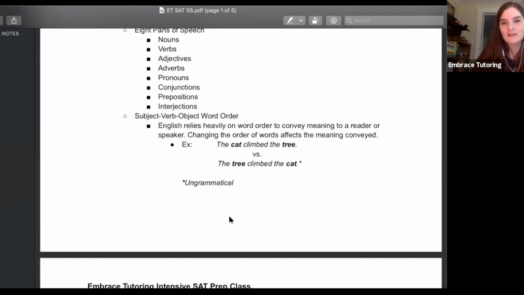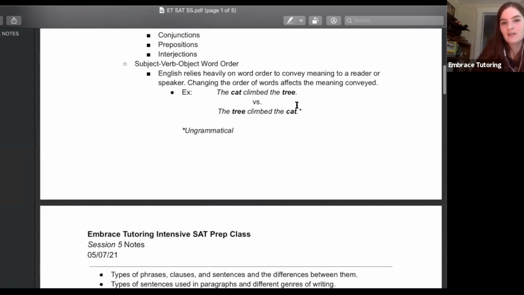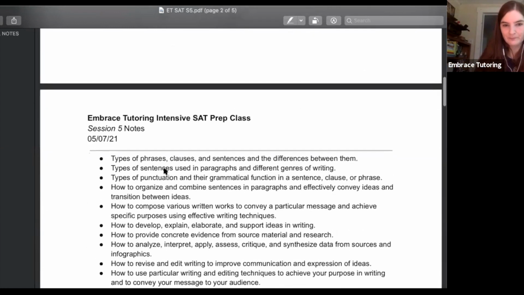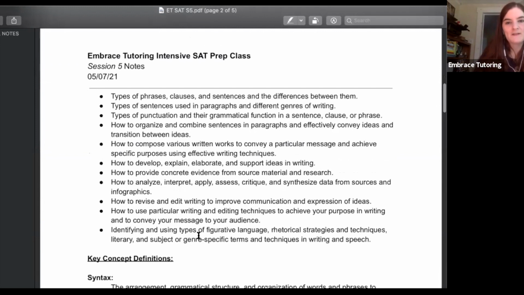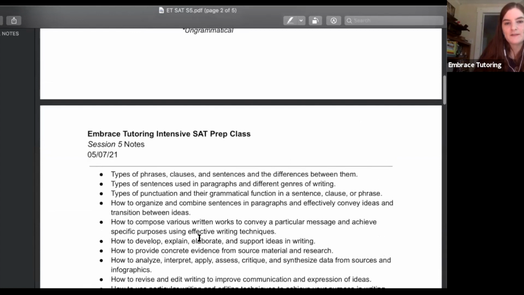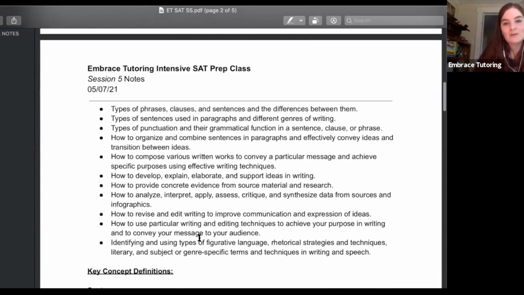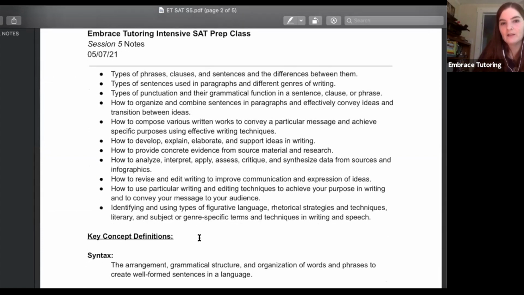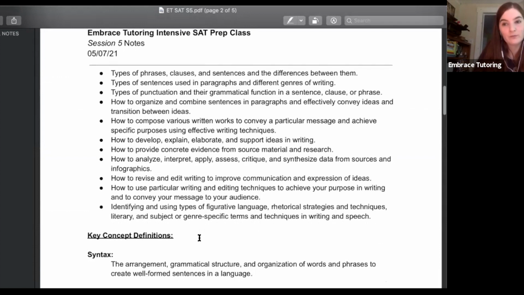So something like that, where you're still expressing a state of a subject, and then you have an object that follows the verb. So subject, verb, object, that's what that means. Types of phrases, clauses, sentences, and the differences between them are other things that you need to know on this test. Types of sentences used in paragraphs and different genres of writing, types of punctuation and their grammatical function in a sentence, clause, or phrase.